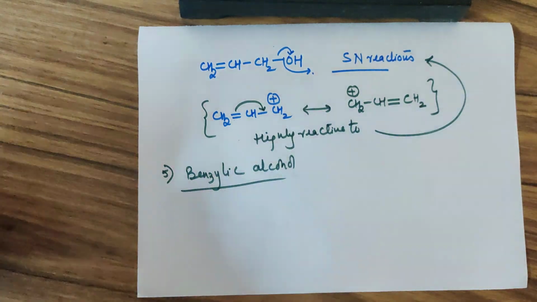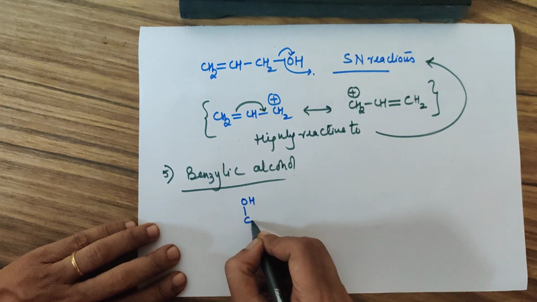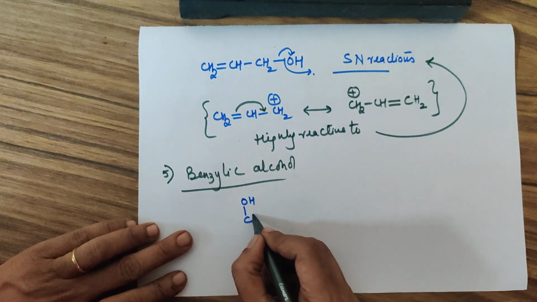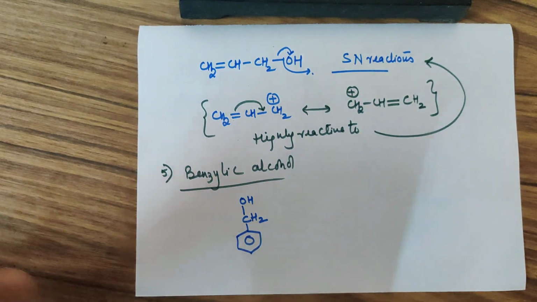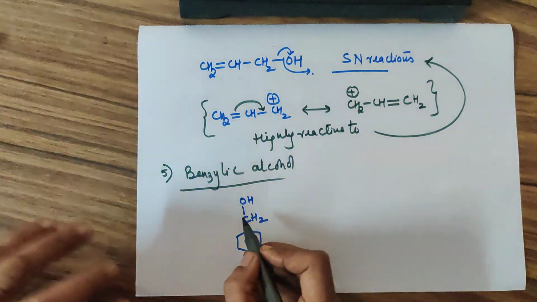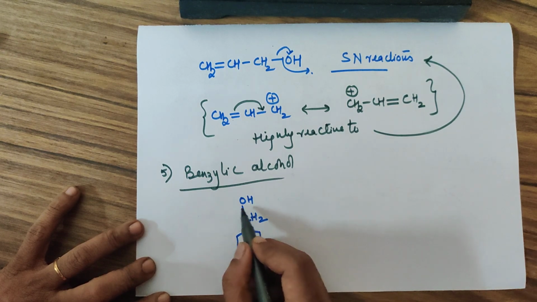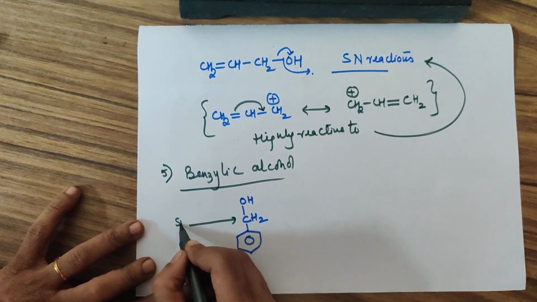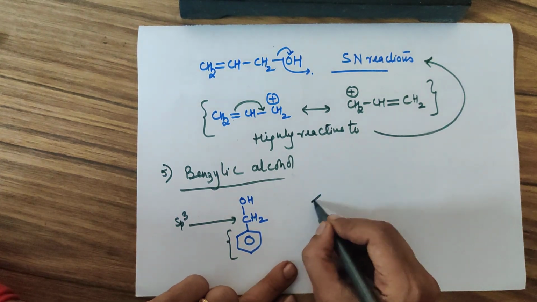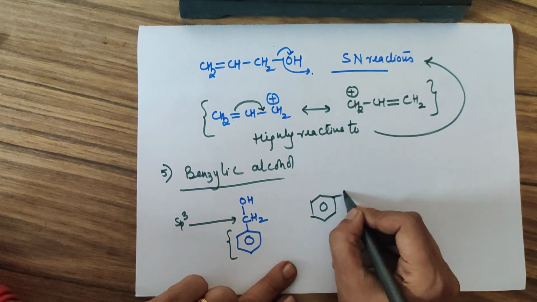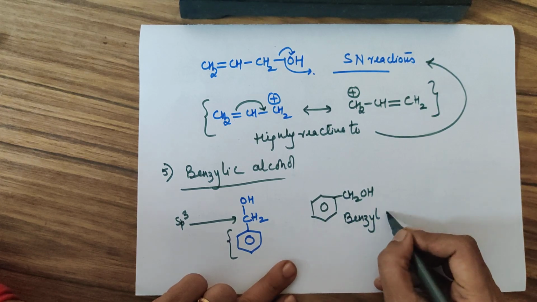Moving on to the last category, which is the benzylic alcohol. Under this category, you have an OH group attached to a carbon which has to be sp3 and it is attached to a benzene ring. Pay close attention to this particular carbon. This carbon, as you can see, has got 1, 2, 3 and 4 bonds. So this carbon is sp3, but there has to be a benzene ring attached to it. So this compound is called a benzyl alcohol.